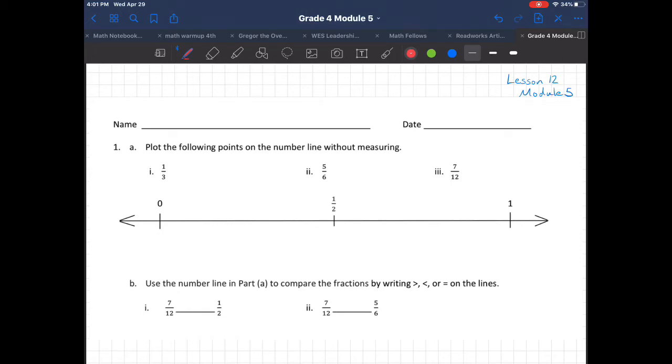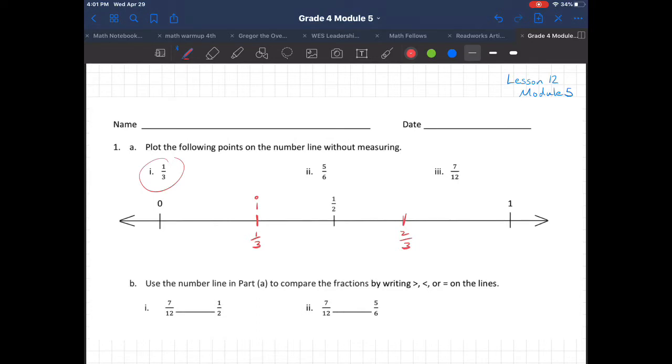Okay, here is lesson 12 from module 5. So we're supposed to plot the following points on the number line without measuring. So basically they just want us to figure out where things are. Let me see, I can do thirds as I am estimating. Those are about thirds, so that'd be 1/3 and 2/3. And look, there's a third, so there is point I.